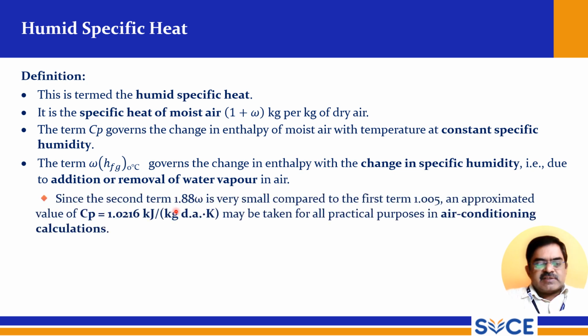Since the second term 1.88 omega is very small compared to the first term 1.005, as an approximation, a Cp value of 1.0216 kilojoules per kg of dry air Kelvin may be taken for all practical purposes in air conditioning calculations. So we are going to use this for load calculations also.